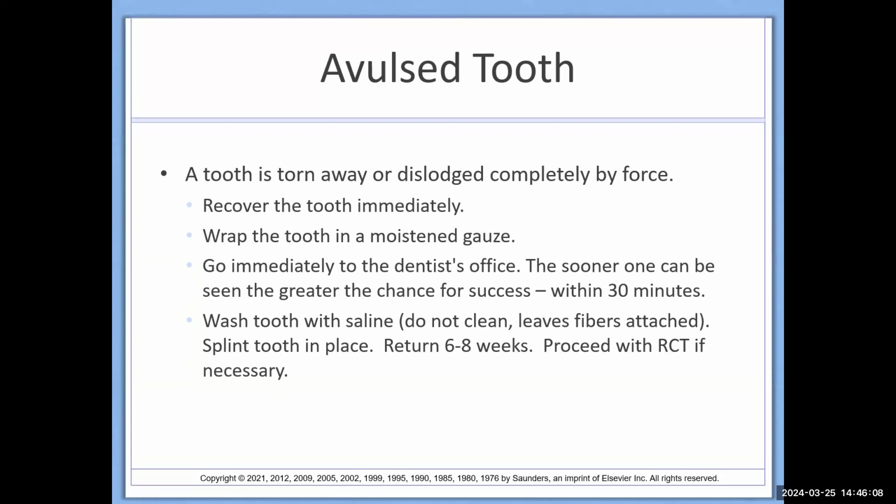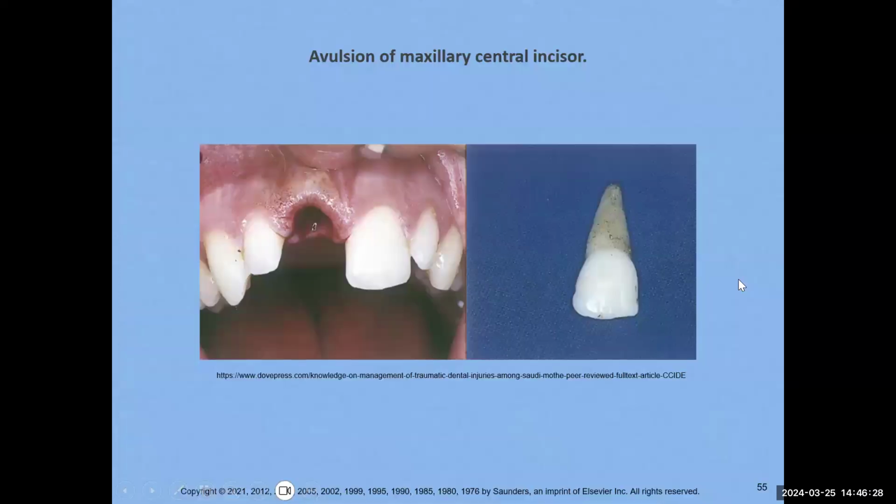Wash the tooth with saline. Don't clean it, just rinse it. Leave the fibers attached and put it back into the mouth. Splint the tooth in place and return in 6 to 8 weeks. Yeah, believe it or not, you got to put that back. You've got a very short time window where there's a success rate. After that, it dramatically goes down. Okay, is your avulsed tooth?